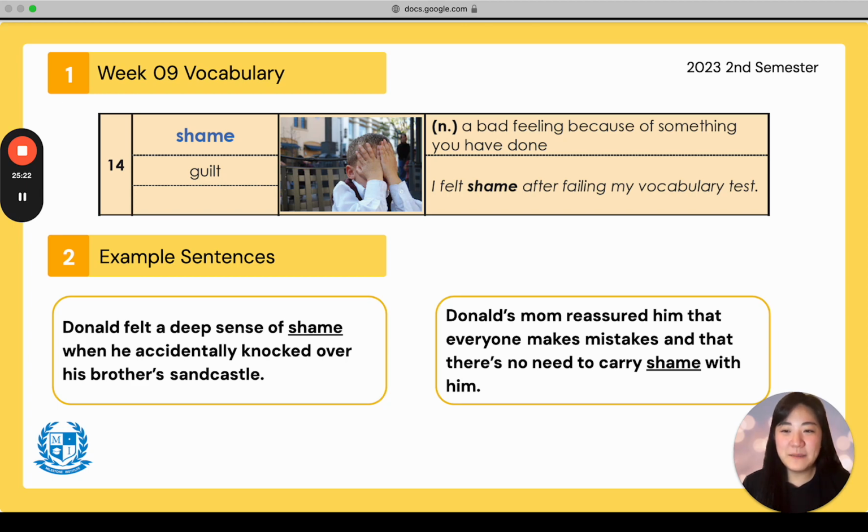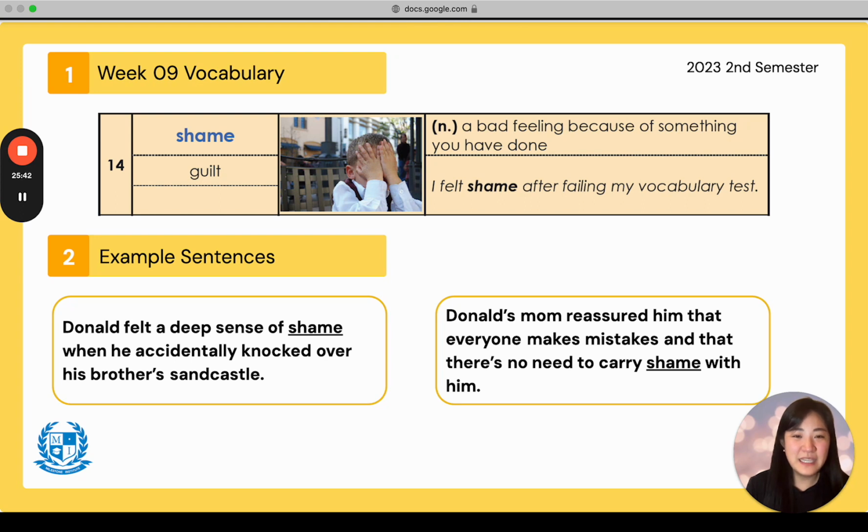Example 1 at the bottom: Donald felt a deep sense of shame when he accidentally knocked over his brother's sandcastle. So he was walking and all of a sudden he knocked it over. You're like, oh no, little brother, I'm so sorry. I don't know why I did that.